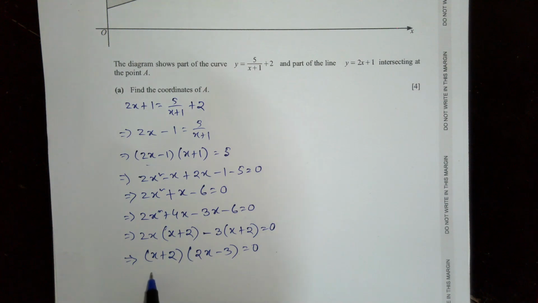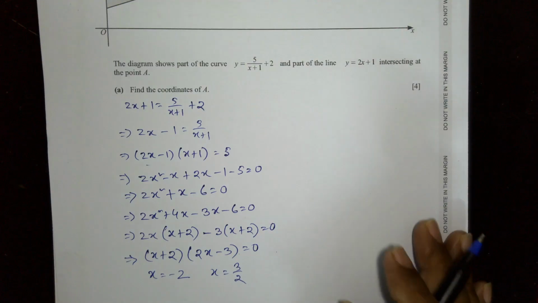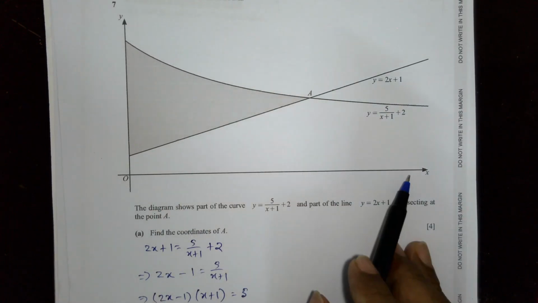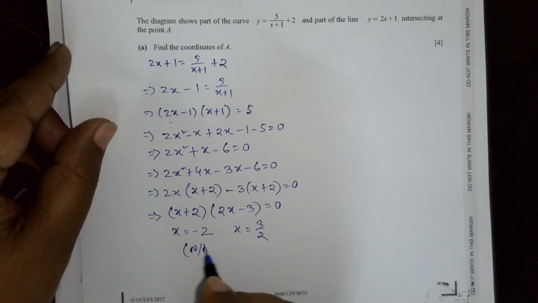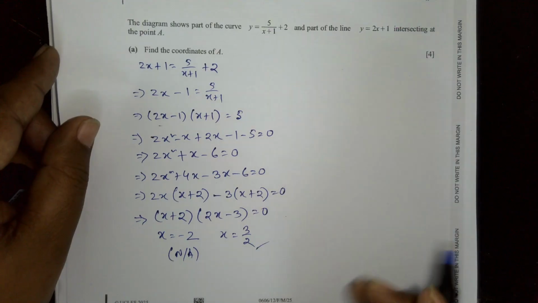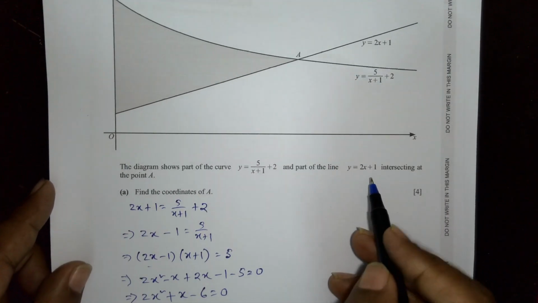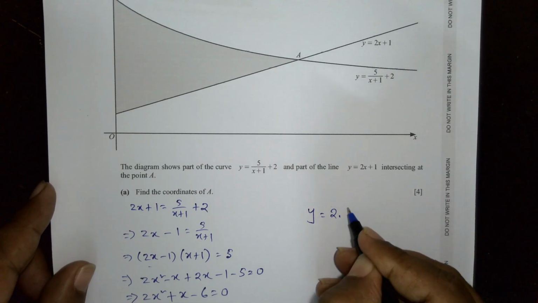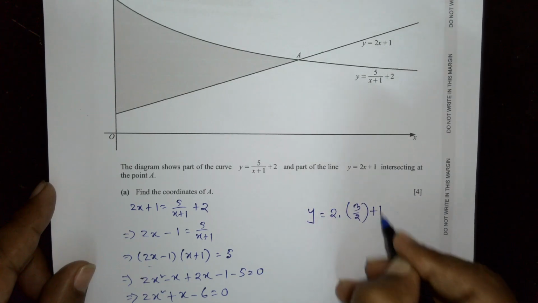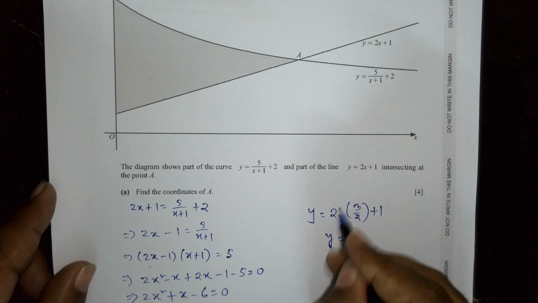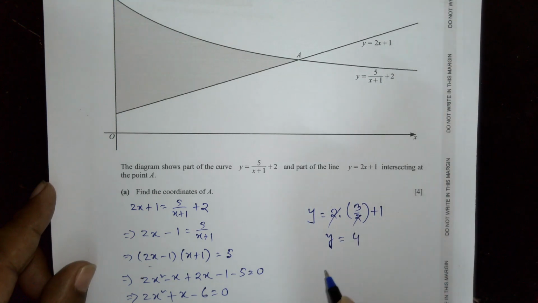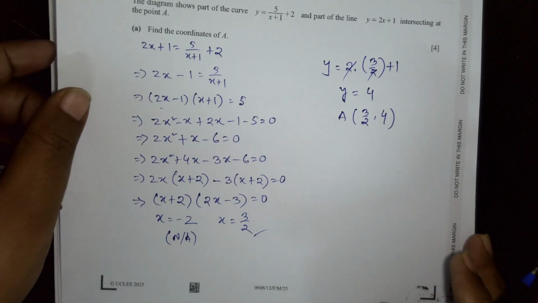Hence, the x coordinate could be x equals minus 2 or x equals 3 over 2. But if you look at A, it is on the right side of the y-axis where x is positive, right? So x equals minus 2 cannot be a valid answer for this question. So x is 3 over 2. But what was y? y is 2x plus 1. So y equals 2 times 3 over 2 plus 1. Therefore, y equals 3 plus 1, which is 4. So A is 3 over 2, comma, 4.